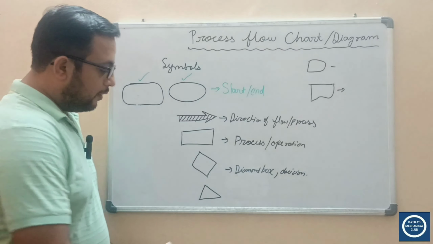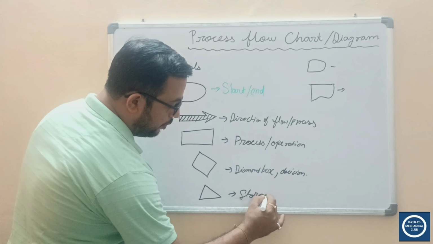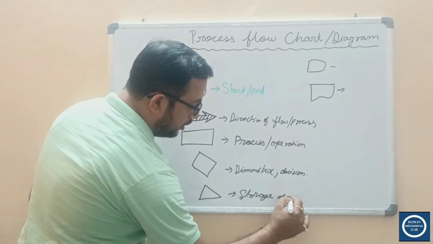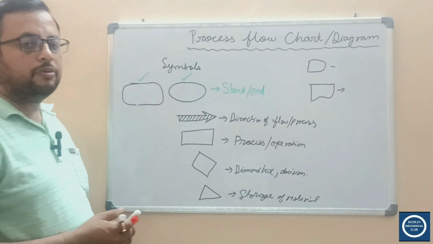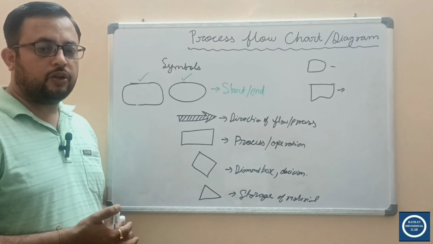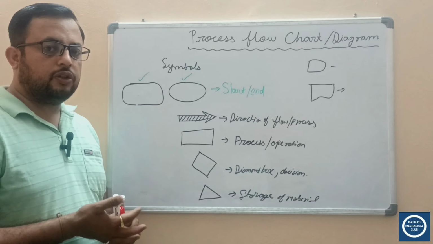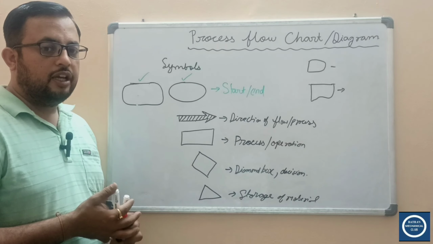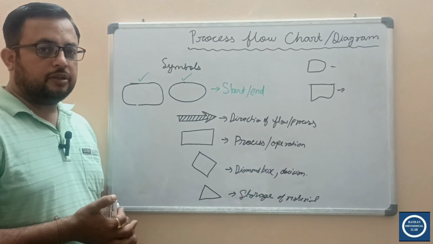After that we have this triangle. This will show the storage of material. When material is stored somewhere, like if we purchase some raw material, it will go to the store first, and it will be symbolized here. Or if we have produced some material and it goes to inventory, it will also be shown here, as it is about storage.